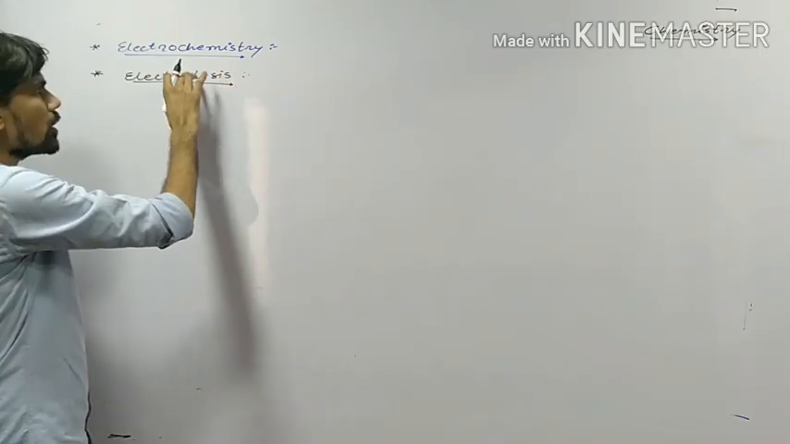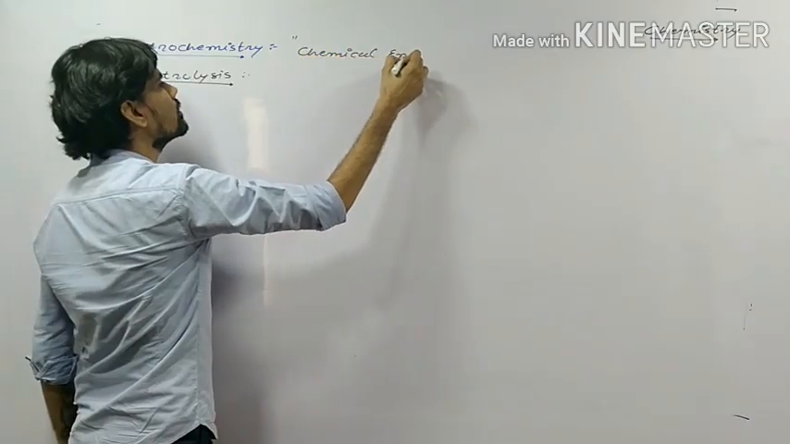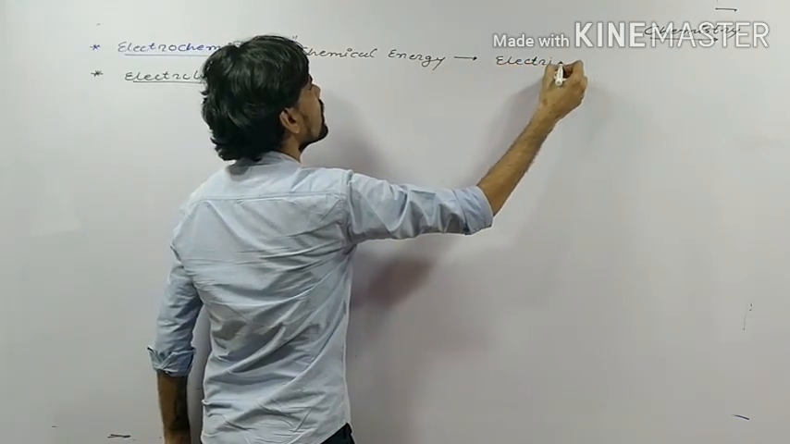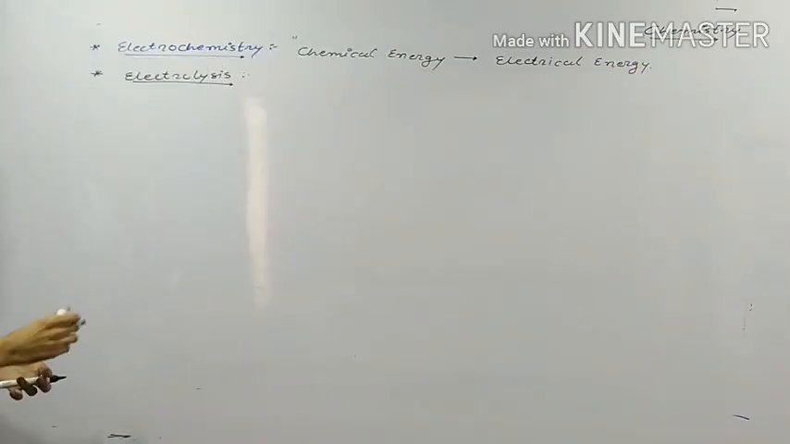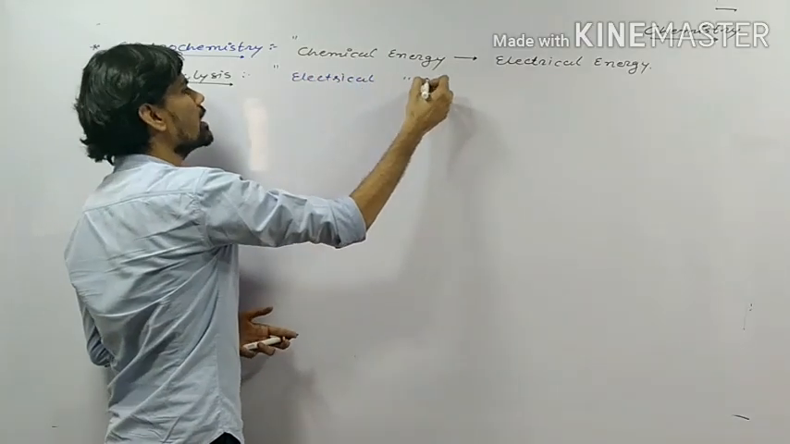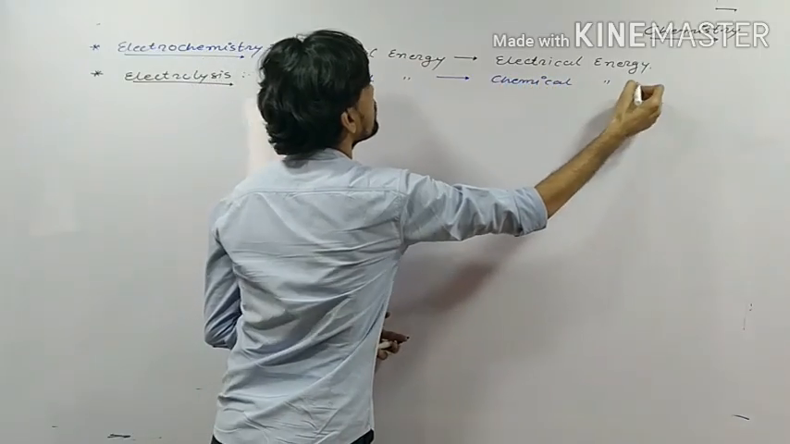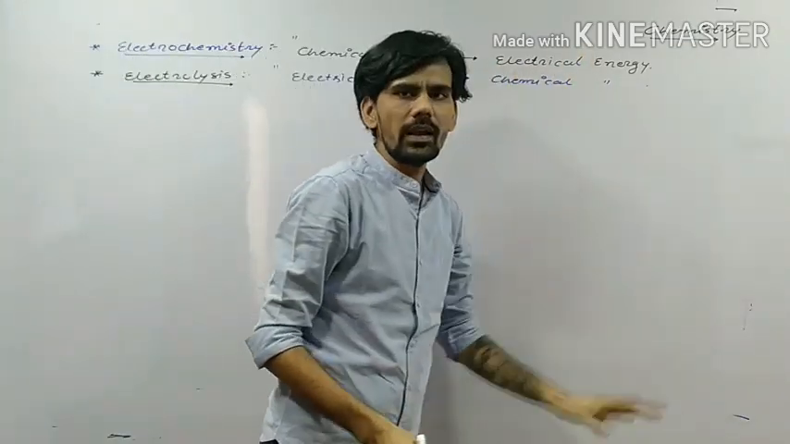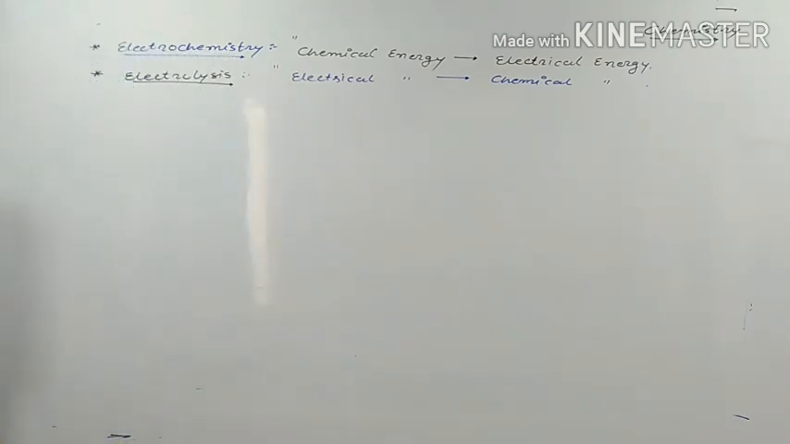Okay, in electrochemistry, chemical energy converts into electrical energy, but in electrolysis, electrical energy will convert into chemical energy. Okay, both are opposite. In electrochemistry, chemical energy converts into electrical energy, but in electrolysis, electrical energy converts into chemical energy. Fine.